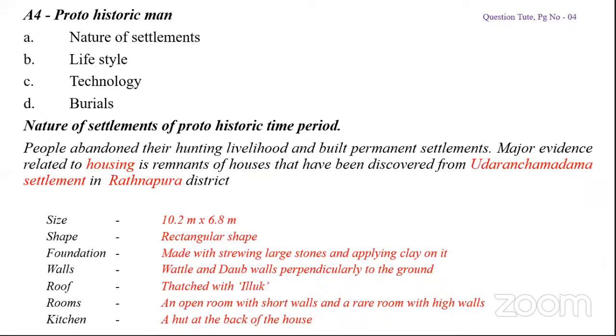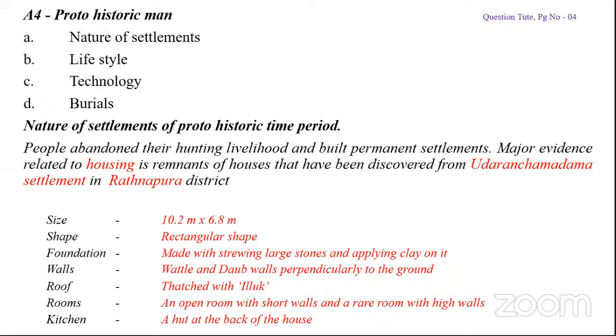What do wattle and daub walls mean? Using clay they were making a wall, but inside that wall there's a frame, a wooden frame. So on the wooden frame they apply mud balls and make the wall. So the walls were made perpendicular to the ground. And how was the roof? The roof was thatched with iluk. And how many rooms were there? There were 2 rooms in this house.